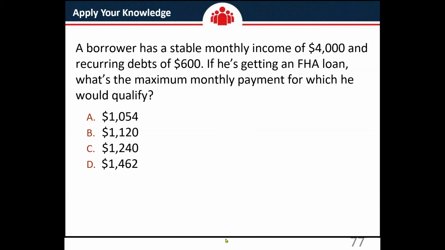If you want to do this calculation, post it in the chat. This is our section on the math section. The borrower has a stable monthly income of 4,000 and recurring debts of 600. If he's getting the FHA loan, what's the maximum monthly payment for which he's going to qualify? You have to use that calculation that I just gave you. If anybody can do it, then post it in the chat.